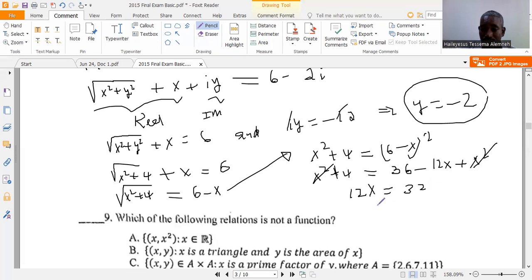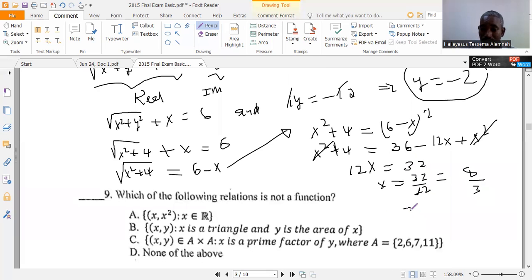So x is equal to 32 over 12, which is the same as, cancelling by 4, 8 over 3. So x is equal to 8 over 3. Therefore, z is equal to 8 over 3 minus 2i.